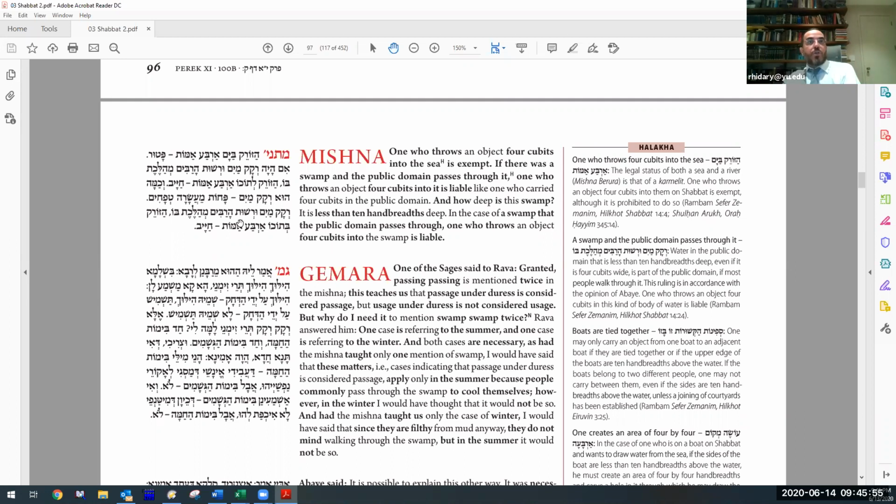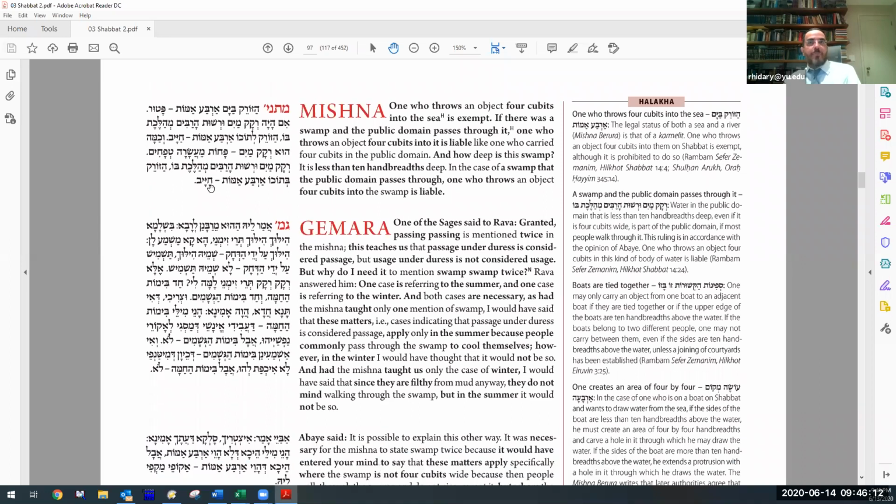This is the exact same words repeated, right? Up here we had the same exact words, and here it's repeated, which is kind of strange that the Mishnah has the same words repeated right there back to back. And the Gemara is going to ask why it is repeated like that.